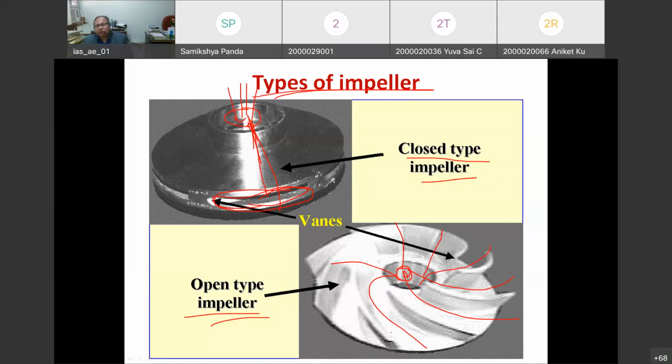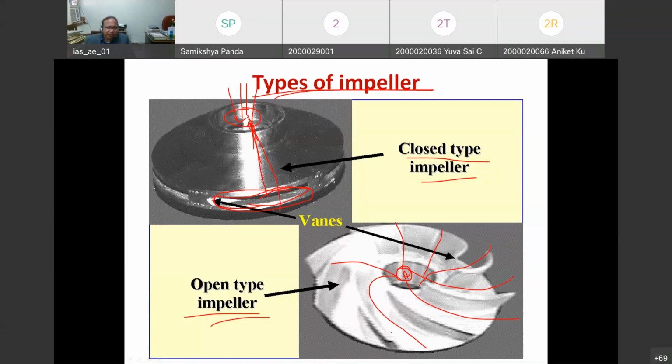If the quality of water is very good, and it does not have turbidity, sand, mud and other things, we prefer to use the closed impeller for higher efficiency in comparison to the open impeller. Open impellers are generally used for poor quality water having more sand, mud and similar things.